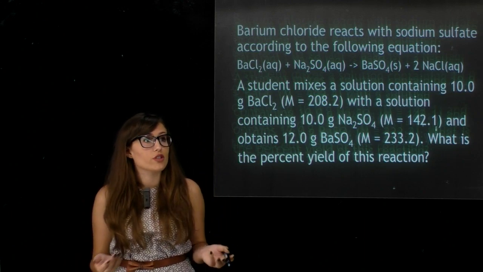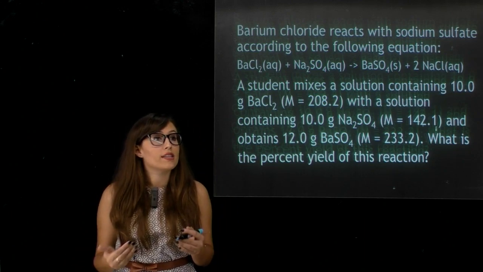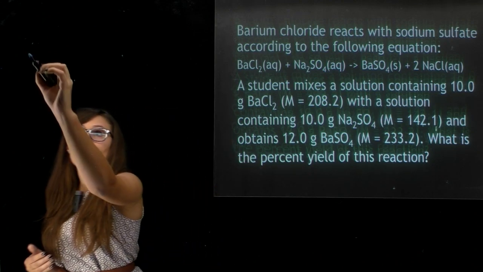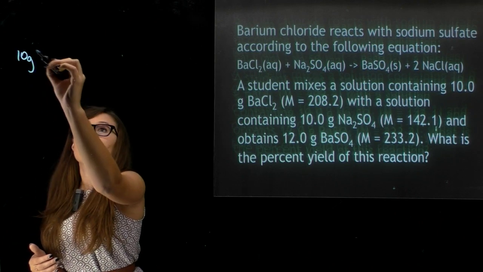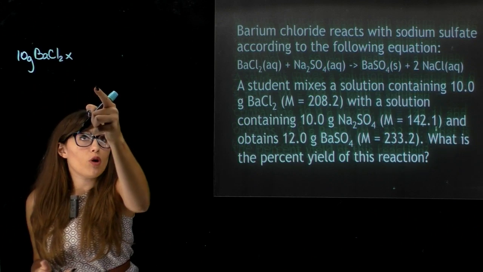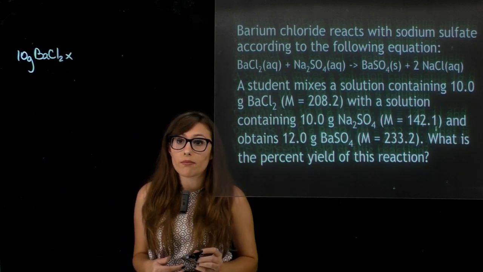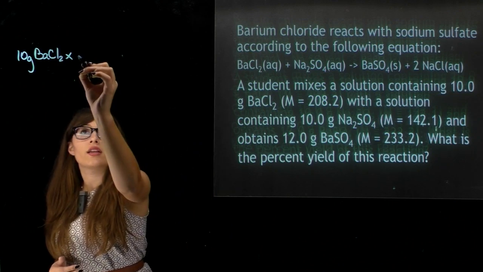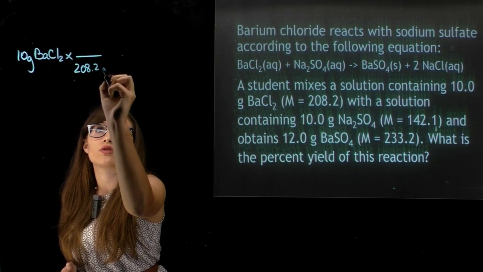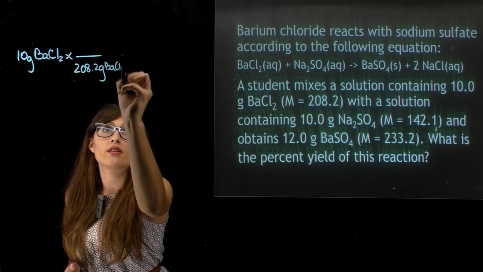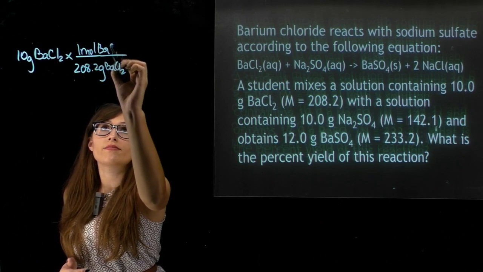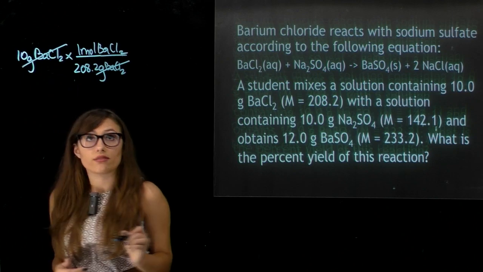Well, the very first thing that we have to do is determine what is my limiting reactant. So let's start off with barium chloride, and we have 10 grams of barium chloride. We need to go from grams to moles of barium chloride in order to use the stoichiometric relationship. The molecular weight for barium chloride is 208.2 grams of barium chloride to 1 mole of barium chloride. Grams and grams cancel out.